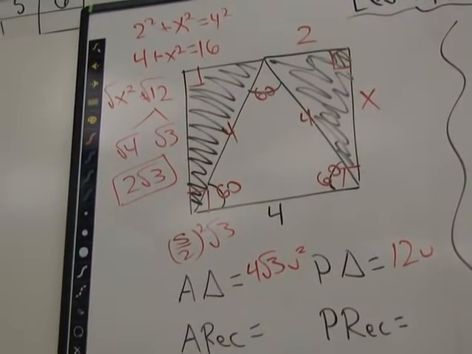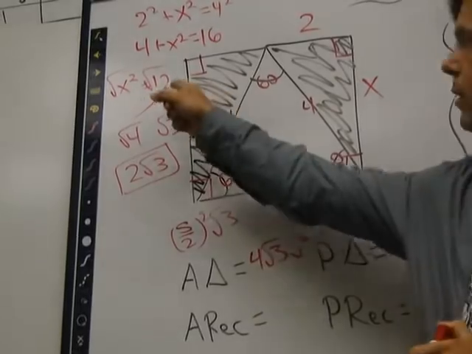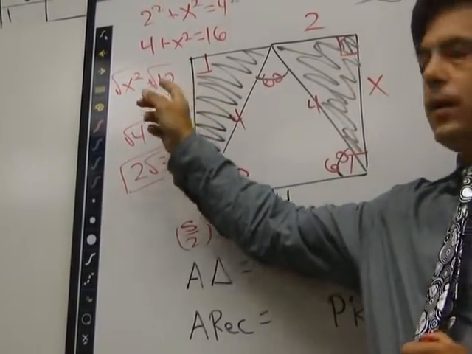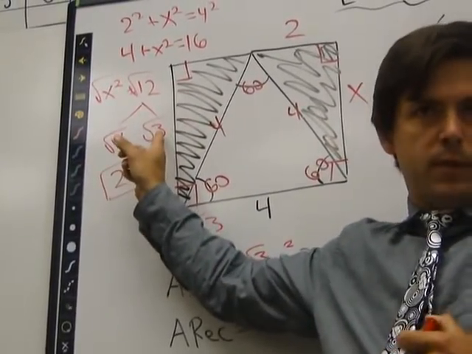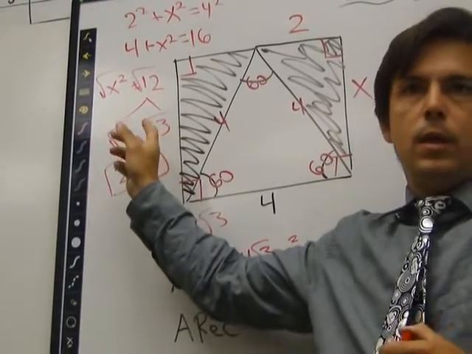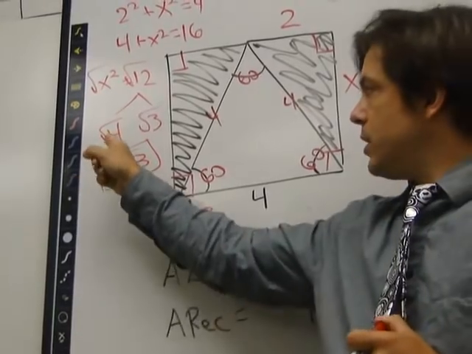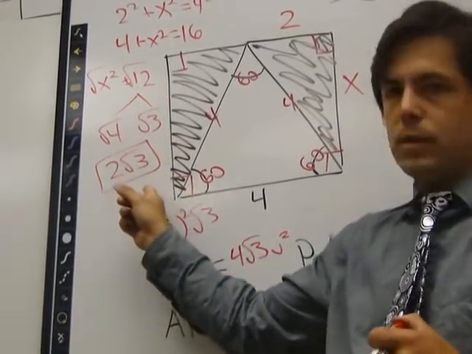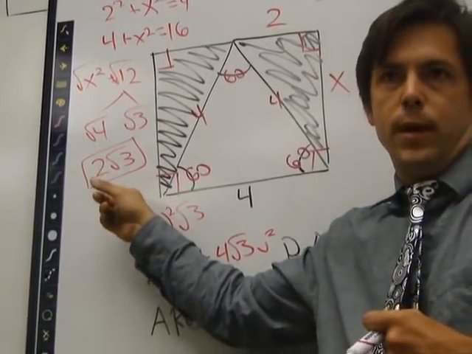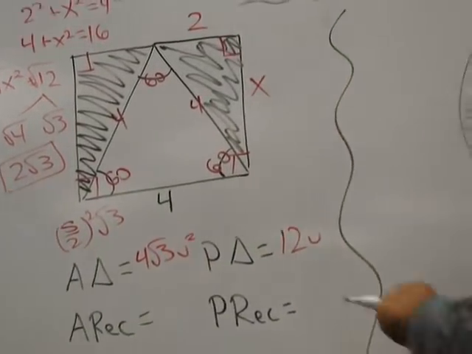You guys get that? The square root of 12 is equal to the square root of 4 times the square root of 3. Does that make sense? We know what the square root of 4 is. It's 2. So this becomes a whole number. This remains a radical. 2 square root of 3. That's x.